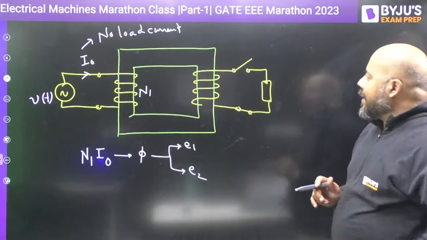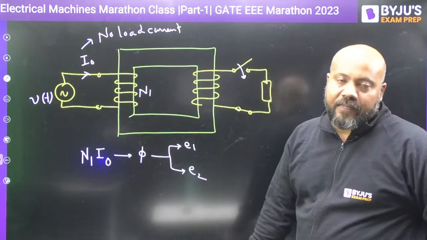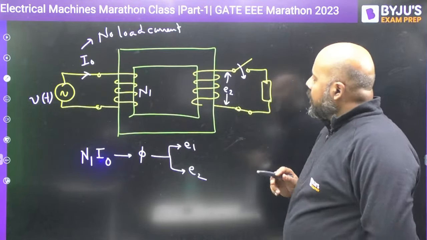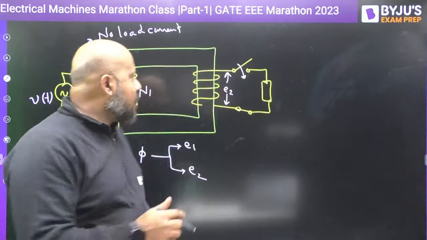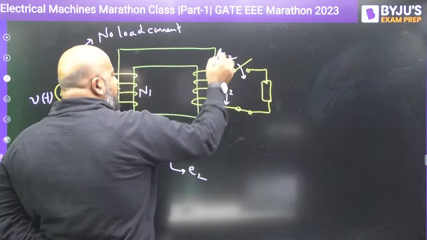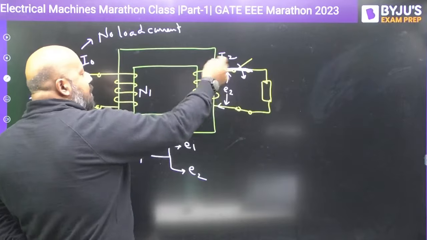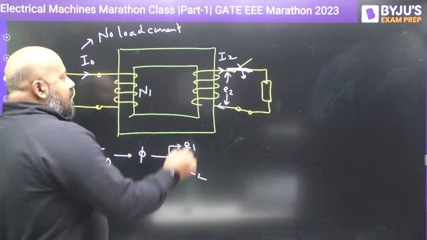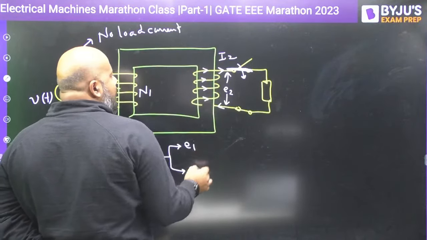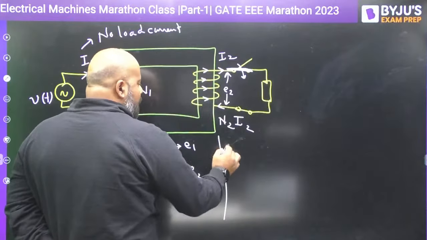Now if you connect the load to the secondary circuit, you close this switch, what will happen? Already E2 is there. E2 EMF is already there. So if you close this switch, certainly there will be some current. Suppose this current is I2. If you close this switch, the current which is flowing in the secondary circuit, suppose it is I2. This I2 current flowing here will have its own MMF, that is N2 I2.